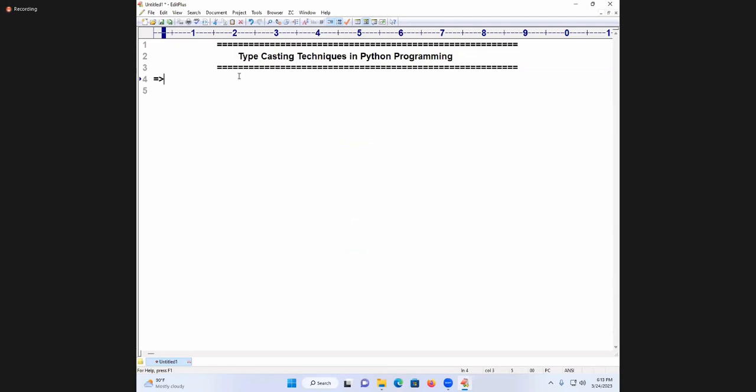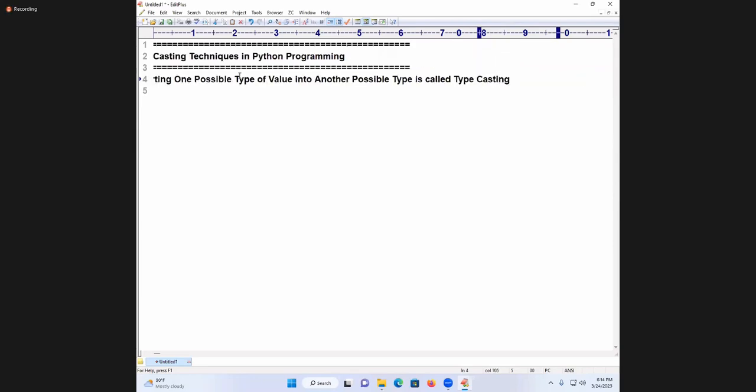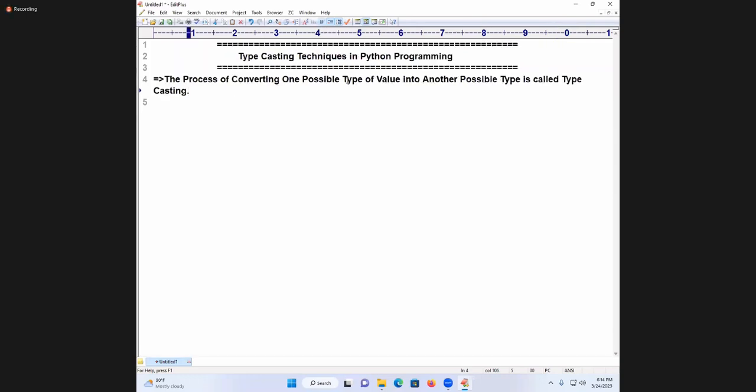I'll give you a lot of examples in the class. The process of converting one possible type of value, not all the types, one possible type of value, into another possible type of value is called typecasting.